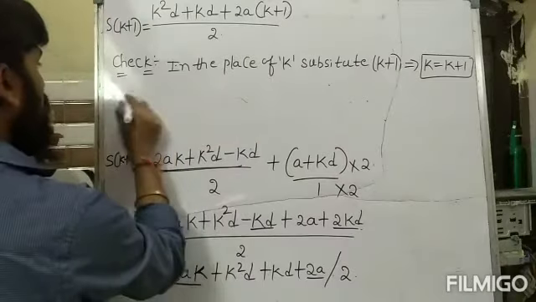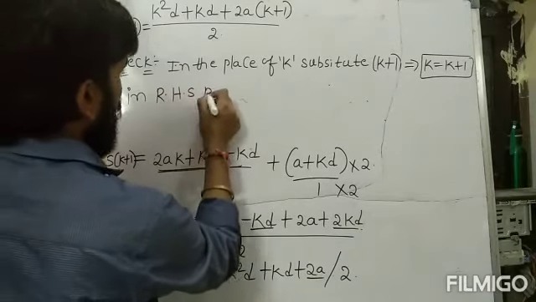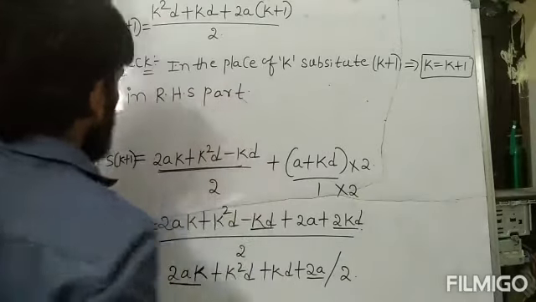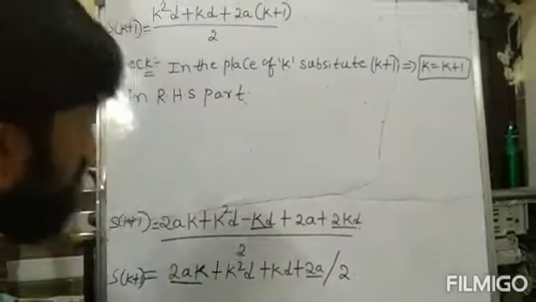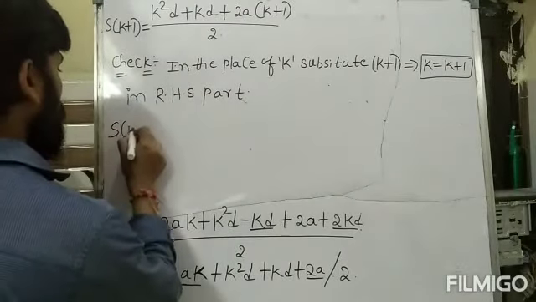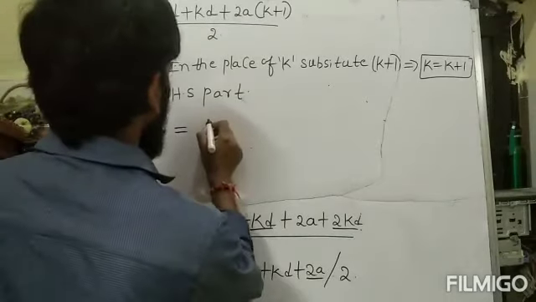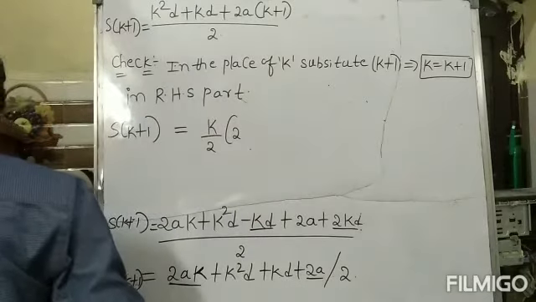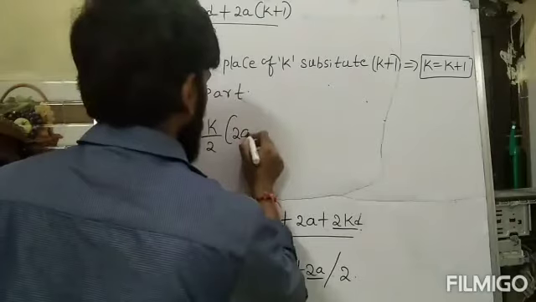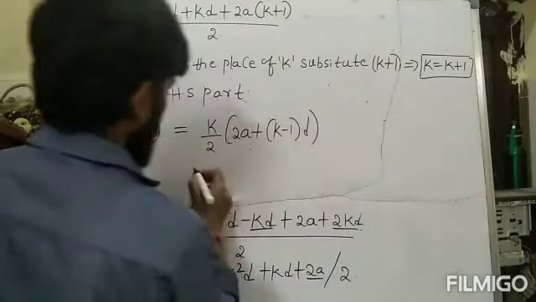In the RHS part, we need to substitute. That is, s of k plus 1 is equal to, what is the RHS part? k by 2 into 2a plus k minus 1 into d. So we need to substitute.